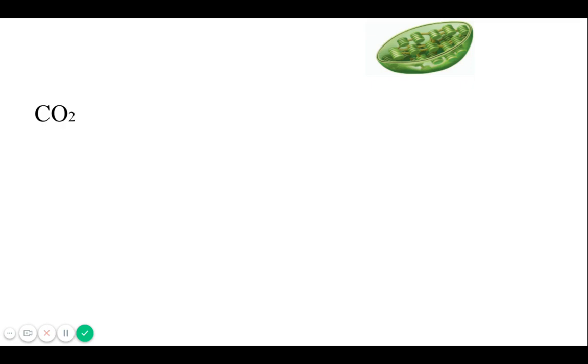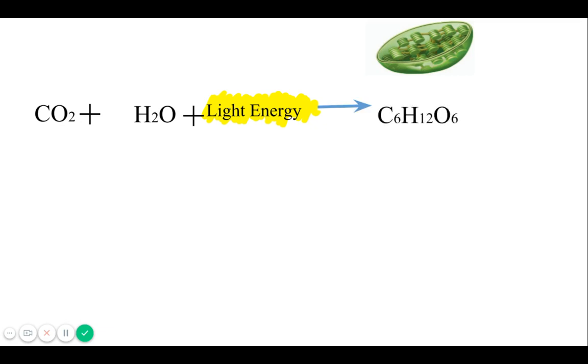Here's a quick model that we can practice to balance. It's the process of photosynthesis. CO2 and H2O and light energy yields C6H12O6 and O2. We have to make sure that there's enough of the same atom on each side of the equation. So we're going to add more molecules.